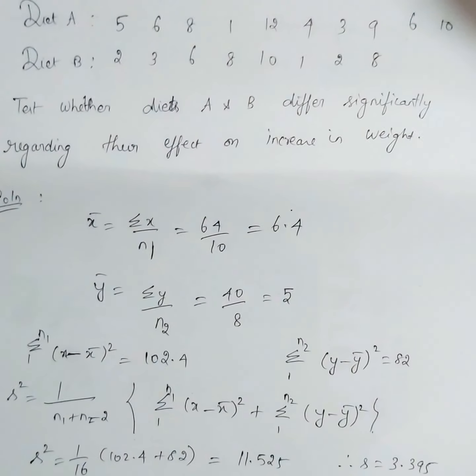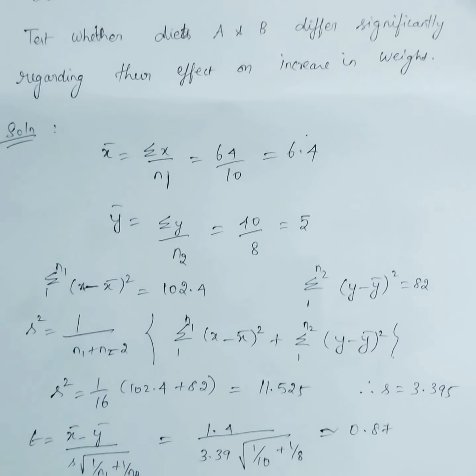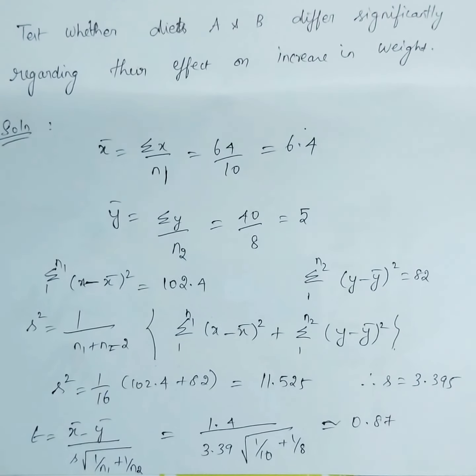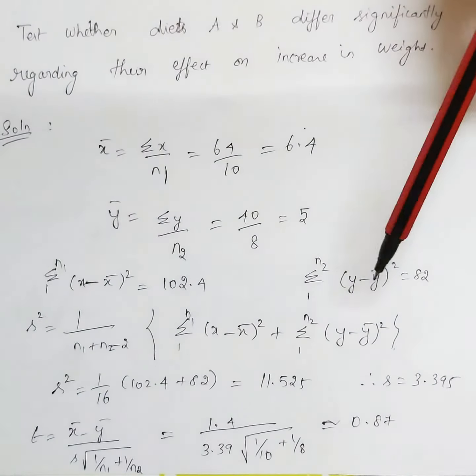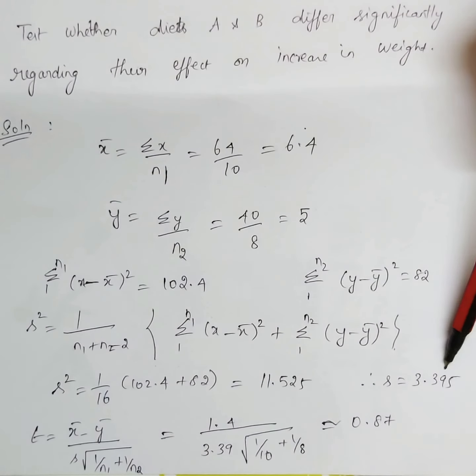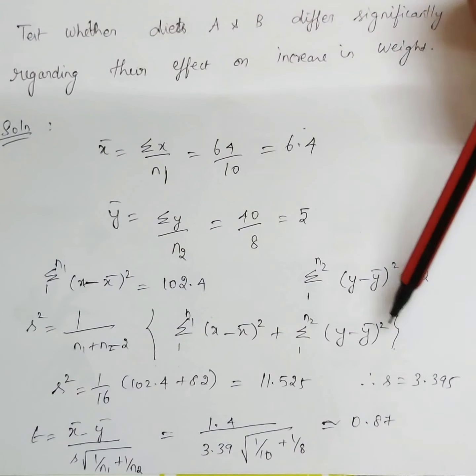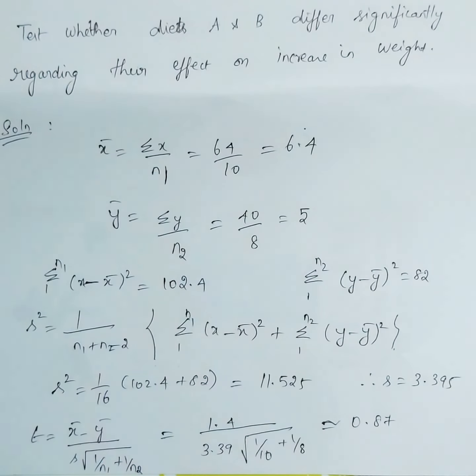So we got s square. What do we want for the formula? We want s. So take the square root. If you take the square root, you will get s as 3.395. Finally substitute in the formula: x bar minus y bar divided by s into root of 1 by n1 plus 1 by n2. So when you are simplifying, you are getting 0.87. Okay. Now what could be the conclusion if you get this?